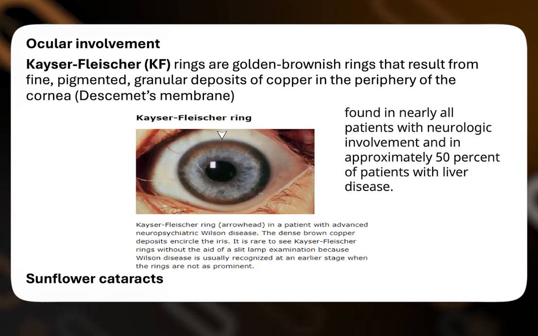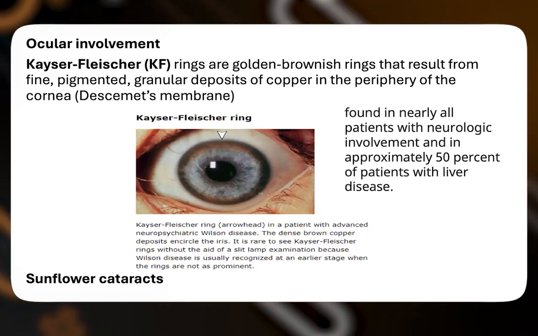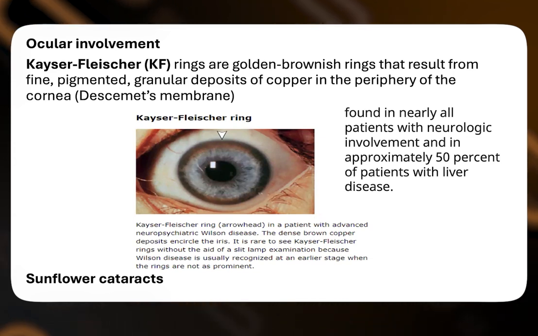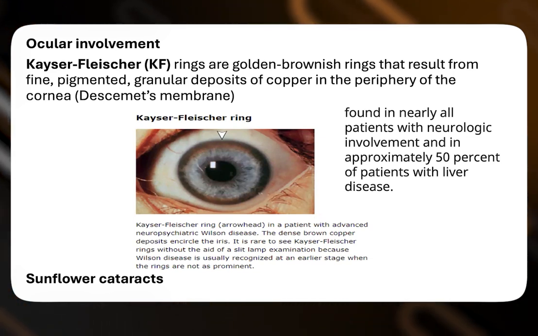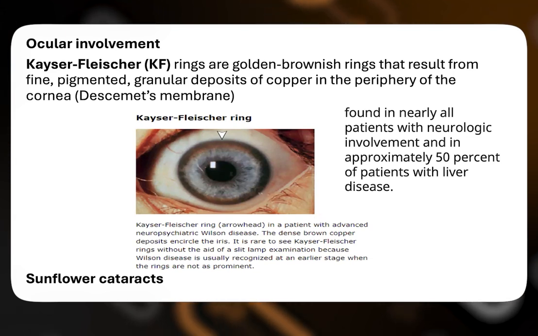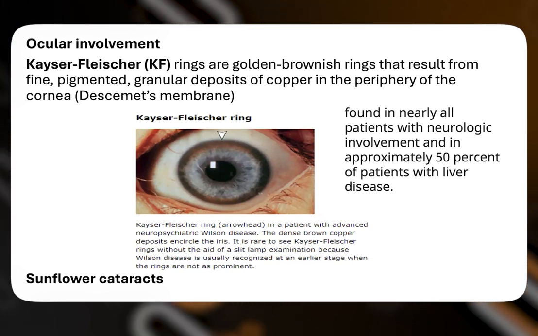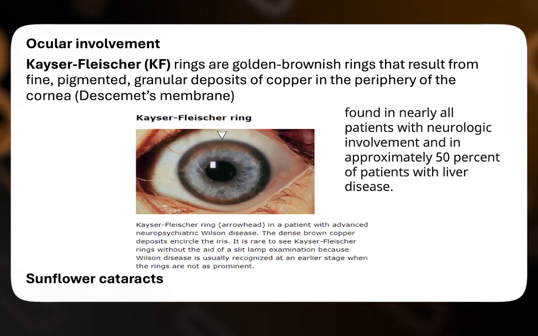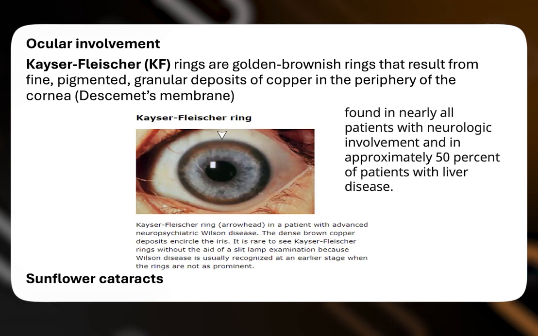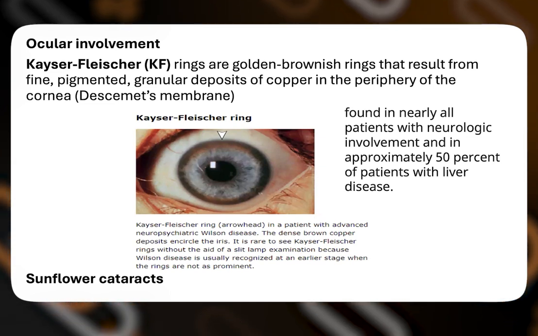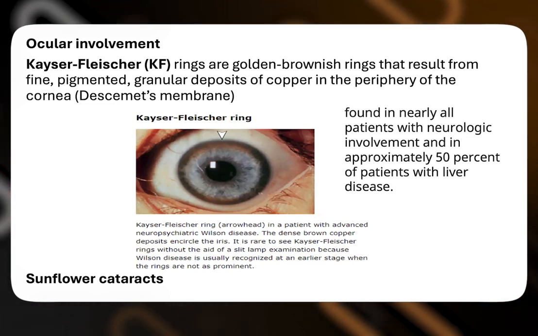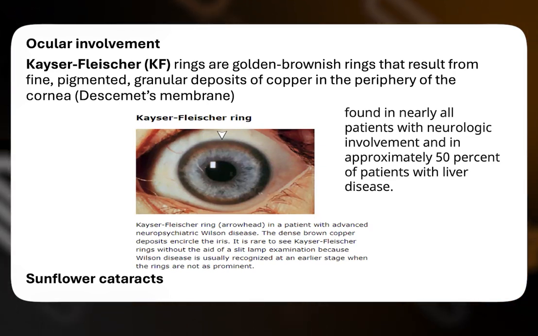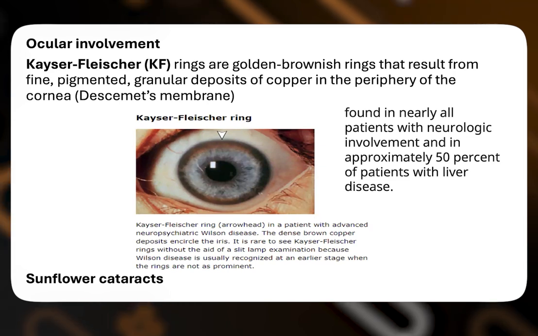Basically, copper gets deposited in the Descemet's membrane, and you can see a fine pigmented granular deposit, brown golden color, on the periphery of the cornea. These are found in nearly every patient who has neurologic involvement, but not necessarily in patients with liver disease. And sometimes you can get deposits in the lens, which is called a sunflower cataract. This is not visible with the naked eye. You need a slit lamp examination.